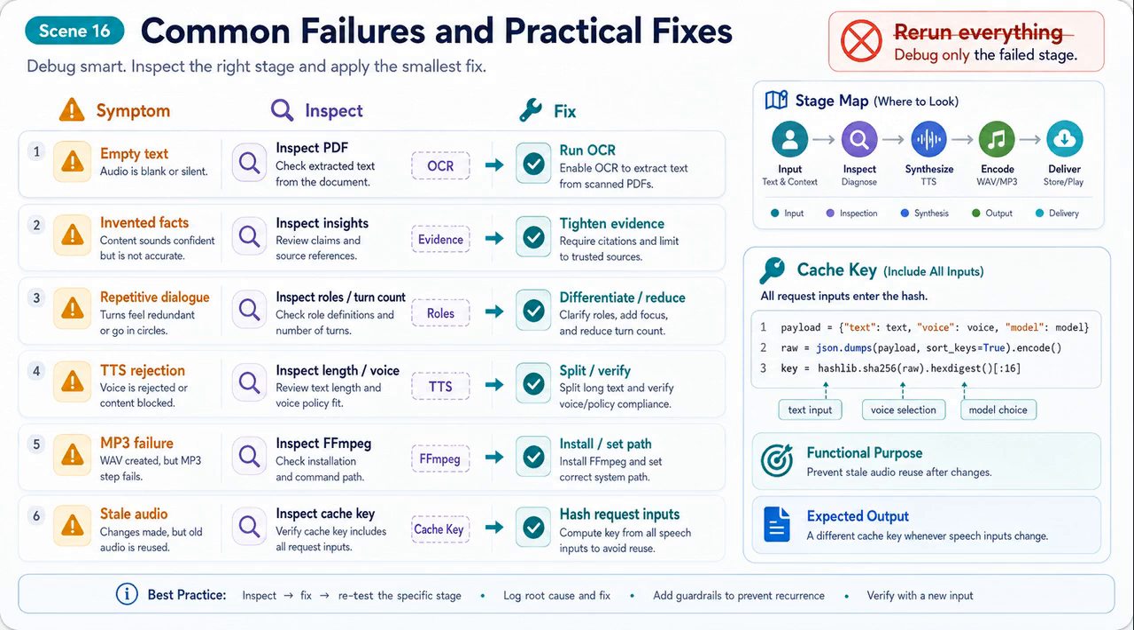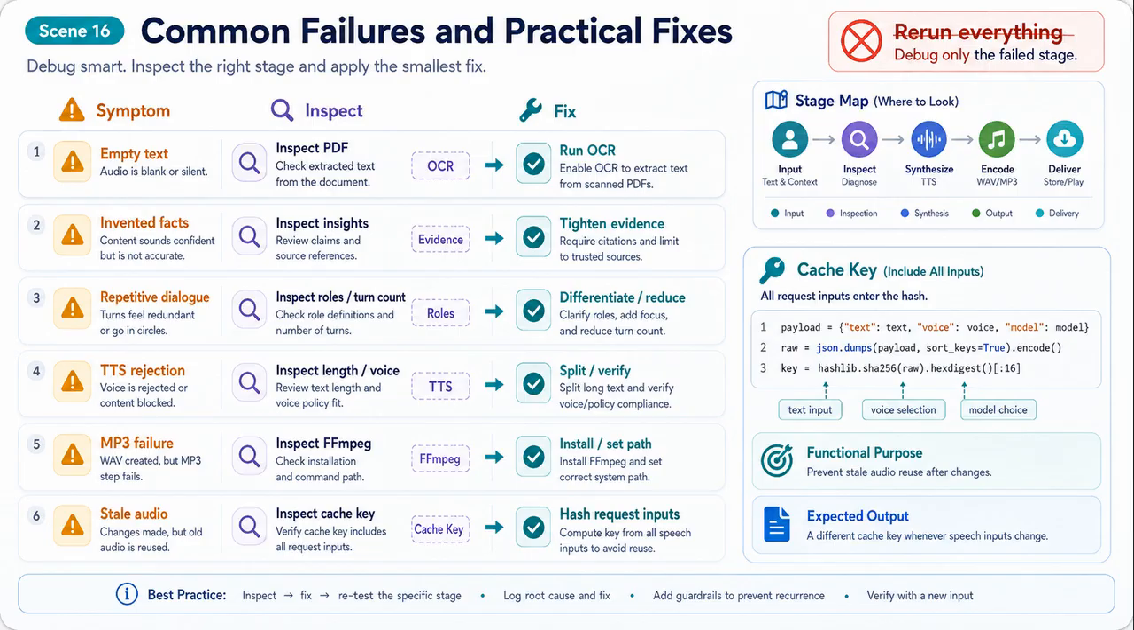If extraction returns almost nothing, the PDF probably needs OCR or may restrict text extraction. If the script invents facts, inspect the insight JSON and tighten the evidence-only prompts before changing voices. If dialogue feels repetitive, make speaker roles more distinct and reduce the requested number of turns.